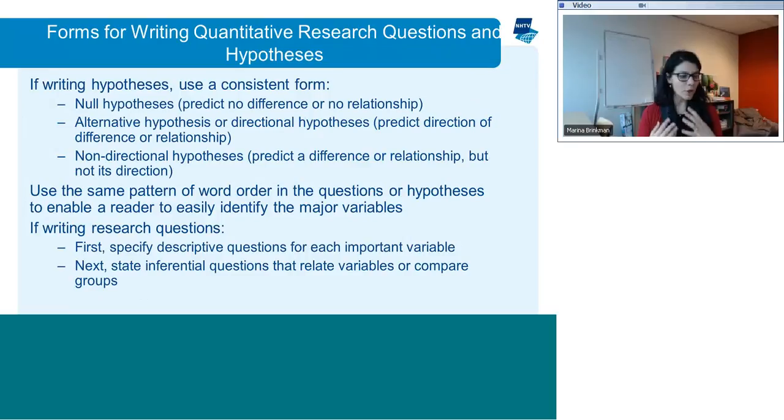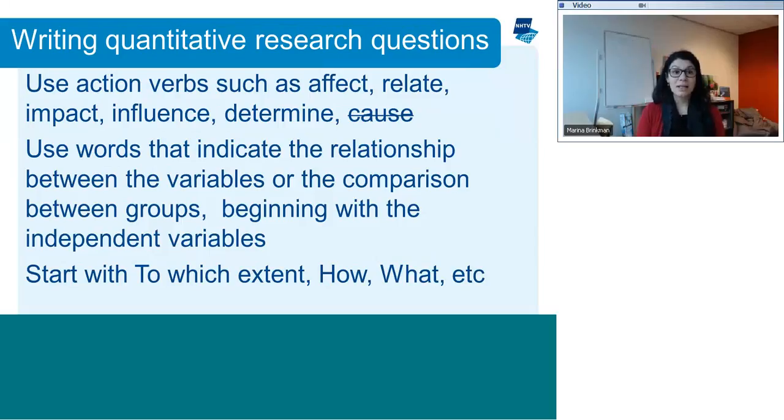What is also very common in this way of thinking when you write research questions, especially when you think of sub-questions related to quantitative studies, is that first descriptive questions will be written for each variable in the study, and then another question is formulated which refers exactly to relating the variables or comparing the groups. What are then the action verbs?